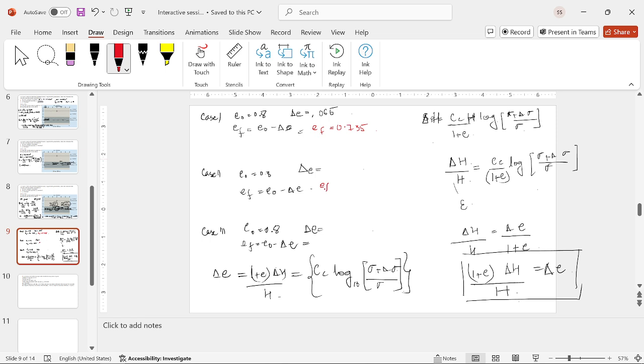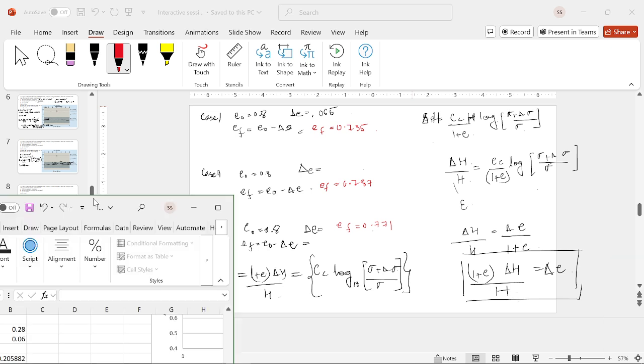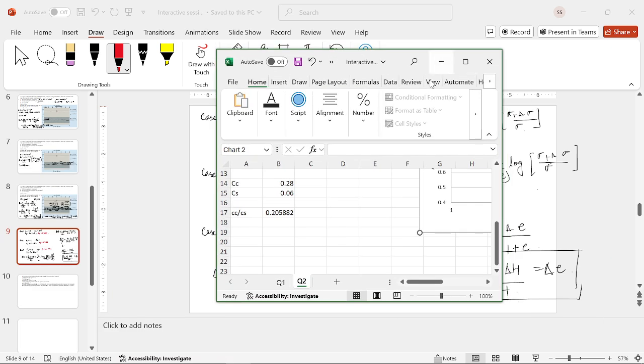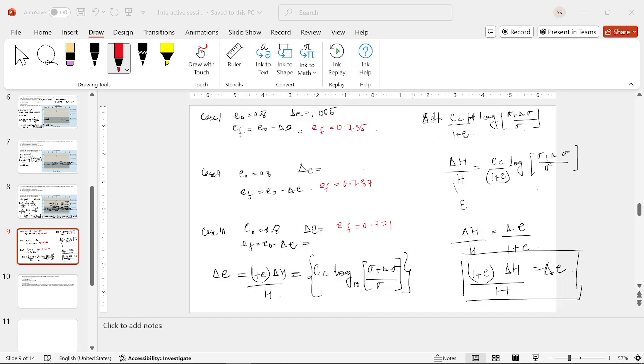In this case, e_f is 0.787, and in the third case, e_f will be 0.771. So for plotting this question, let me actually first fill the data for the question.